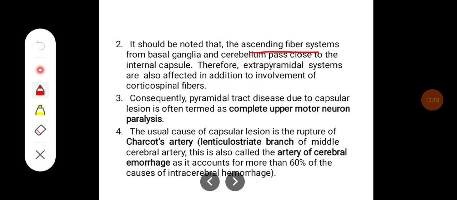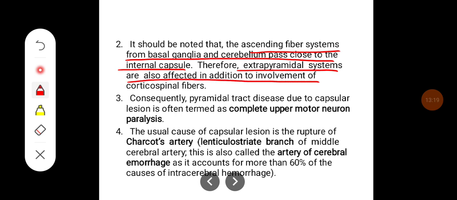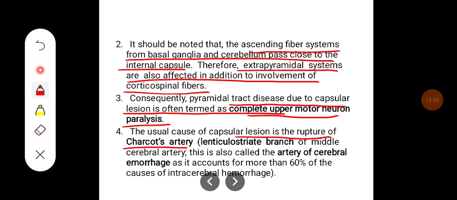It should be noted that ascending fiber system from basal ganglia and cerebellum pass close to the internal capsule. Therefore, extrapyramidal systems are also affected in addition to involvement of the corticospinal fibers. Consequently, pyramidal tract disease due to the capsular lesion is often termed as the complete upper motor neuron paralysis. The usual cause of capsular lesion is the rupture of Charcot's artery, that is lenticulostriate branch of the middle cerebral artery. So this is also called as artery of cerebral hemorrhage, as it accounts for more than 60% of the causes of intracerebral hemorrhage.